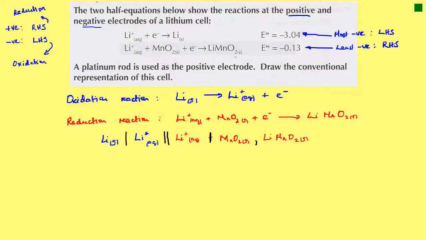So the last thing to put in here is to remember the platinum rod being used as the positive electrode. Now, because it's a positive electrode, is it going to go on the left-hand side or the right-hand side? Well, from the earlier discussion, you can remember that it's going to go on the right-hand side. And so we draw a vertical line to separate it, and we're going to give the chemical symbol of platinum there to signify the platinum rod being used as the positive electrode. And there we have it, QED.